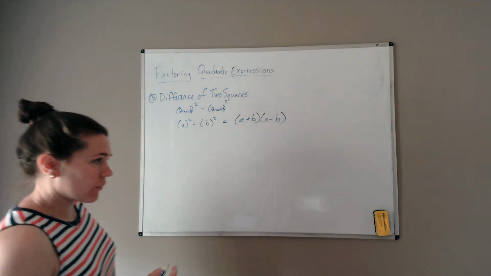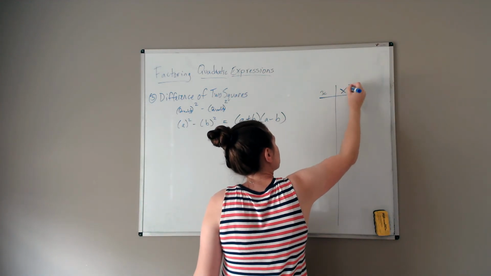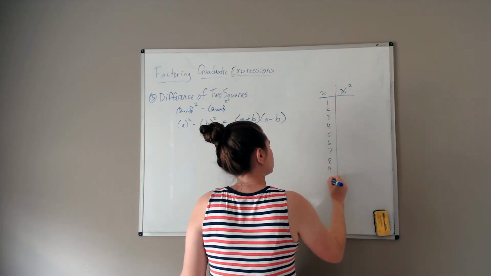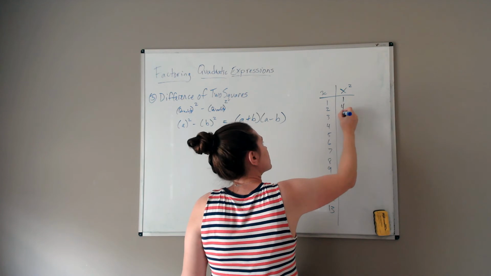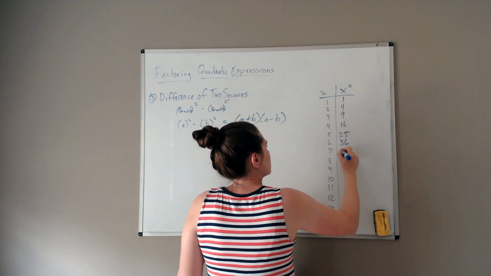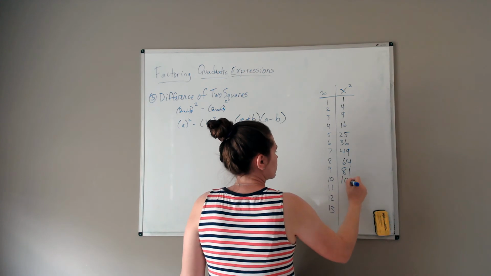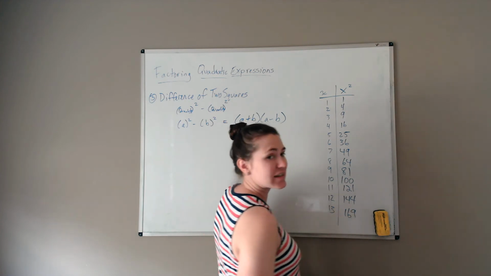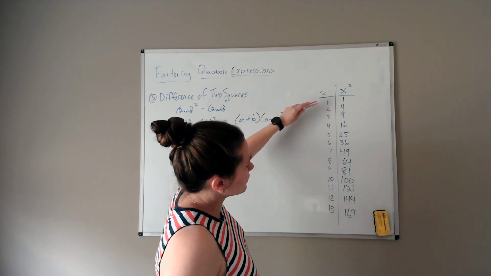That's the pattern. So our list of perfect squares, if we want to write them down so we don't forget: 1 squared is 1, 2 squared is 4, 3 squared is 9, 4 squared is 16, 5 squared is 25, 6 squared is 36, 7 squared is 49, 8 squared is 64, 9 squared is 81, 10 squared is 100, 11 squared is 121, 12 squared is 144, and 13 squared is 169. Okay, so here's our list of perfect squares, and then the square roots are these values here.